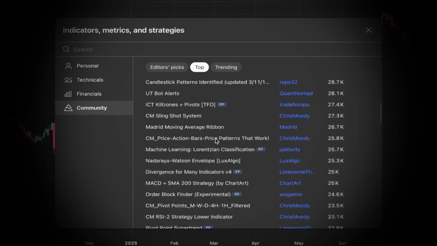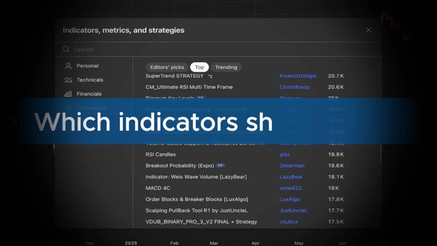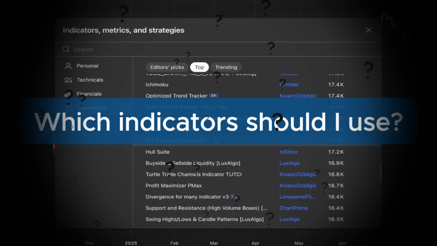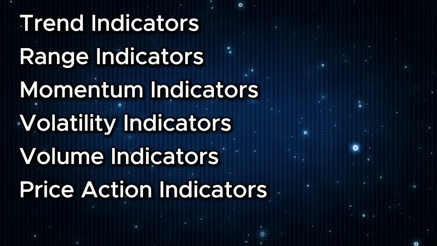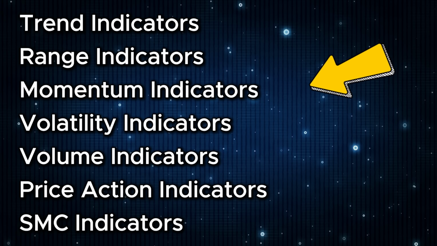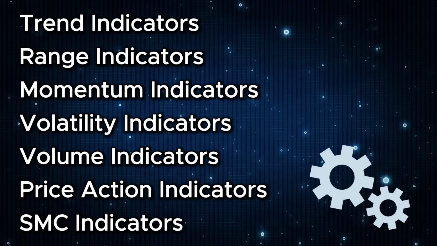Among all the indicators on TradingView, which indicators should I use? This is the most common question on my channel, and in this video, I'm going to answer this question. We have different types of indicators, and each type has its own use cases in trading.